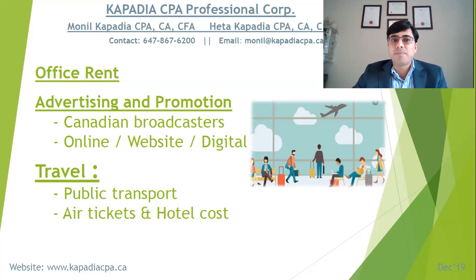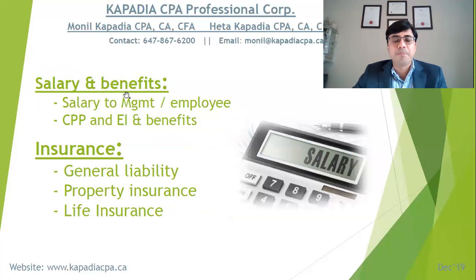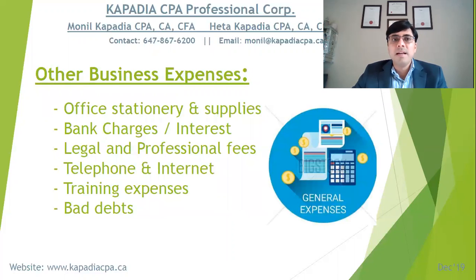Any kind of travel, if it is public, or any kind of air tickets and hotel costs, if the travel is associated to your business, or any kind of training that you've taken to increase that business, can be expensed out completely. If you're paying salary to yourself or to any employee, any expense related to that salary also, including the CPP and EI portion from employer or any kind of other benefits, can be claimed as expenses. If you're taking any insurance, general liability or property insurance or life insurance in certain cases can also be claimed as expenses.